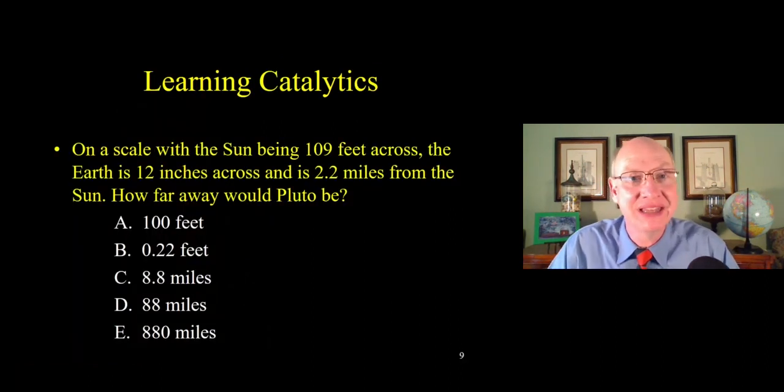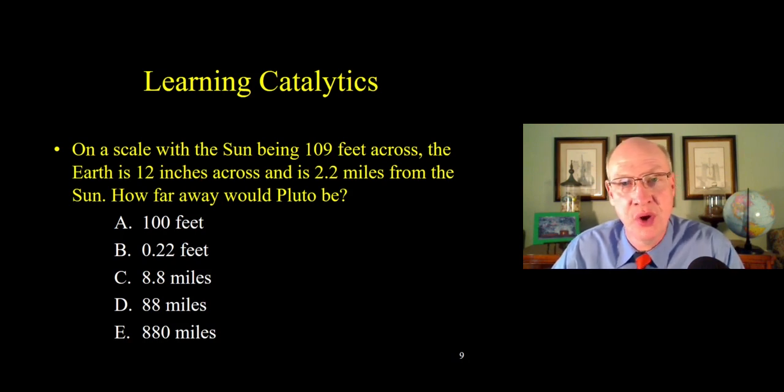So in Learning Catalytics, answer this question. On a scale with the sun being 109 feet across, the Earth 12 inches across and 2.2 miles from the sun, how far from the sun would Pluto be? So again, pause the lecture, go into Learning Catalytics, and answer this question.